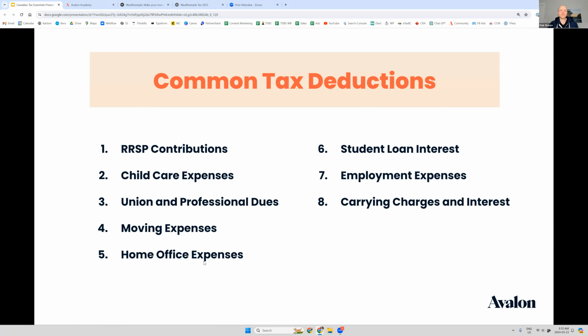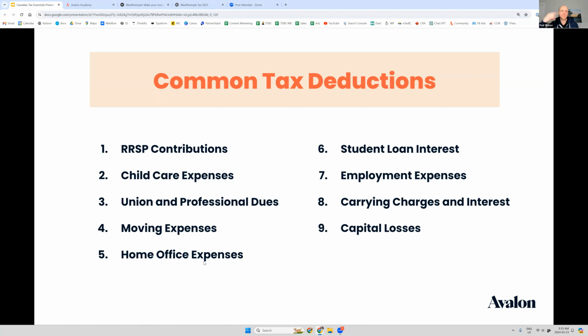Carrying charges and interest. This is a funny one. Carrying charges, the most common one that I see, which is really weird to me, is a lockbox. People pay for a lockbox to keep their jewelry or something like that at the bank. That's something you can deduct. Other things are like interest on money that you've used to earn income. Tax prep fees sometimes are deductible, things like that. Common deduction, carrying charges, and interest.